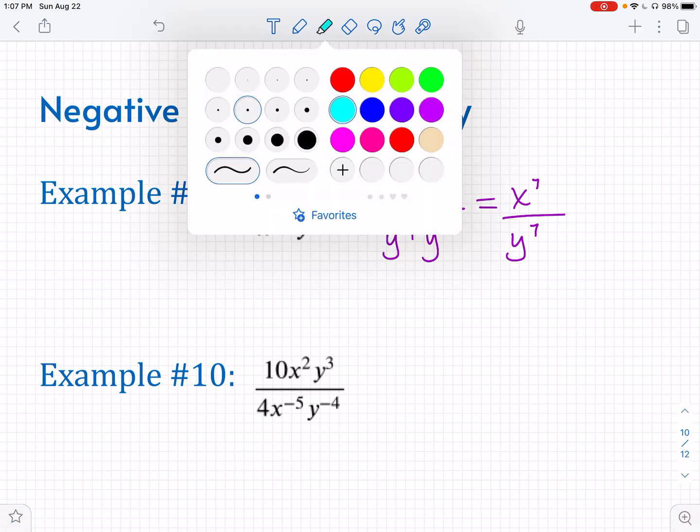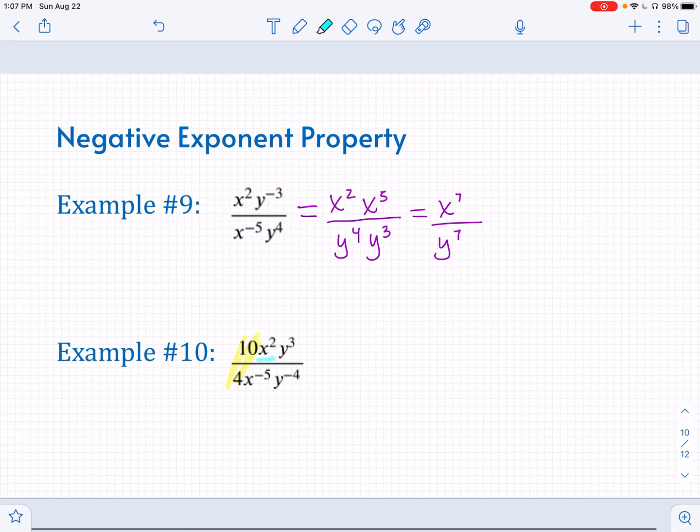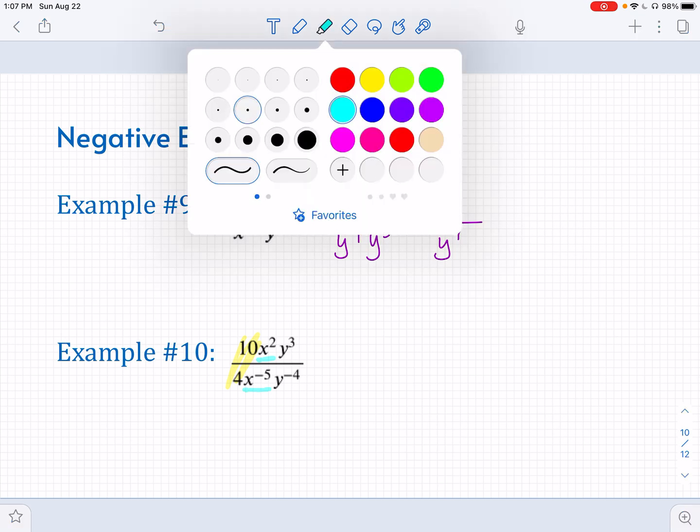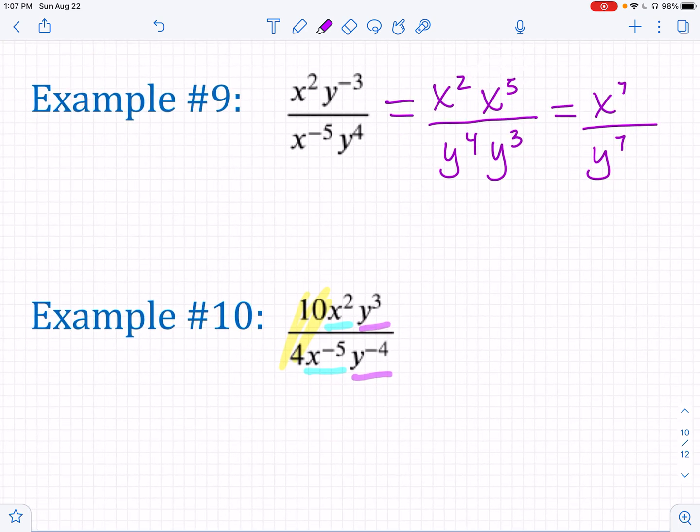So let's look at this next one down here. Again, we have multiple parts. We have our parts based on just numbers, another part based on x bases, and another part based on expressions with a base of y. So let's start with the 10 over 4. Well, 10 over 4 reduces to 5 halves. And yes, you could make that 2.5, but it's kind of ugly with a lot of the exponent properties. So I'm just going to go ahead and leave it as 5 over 2.